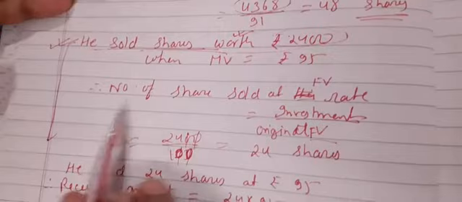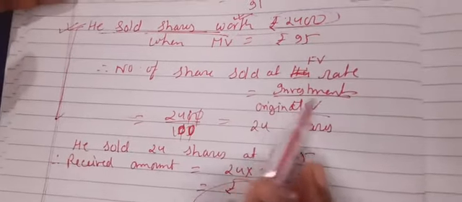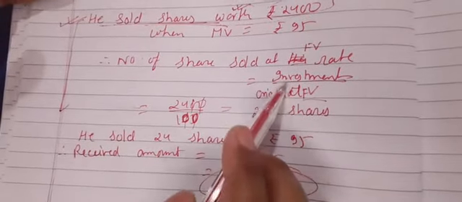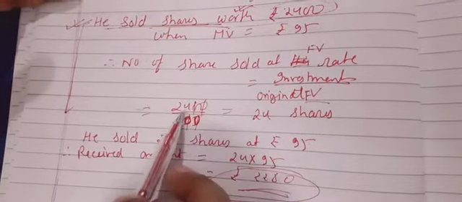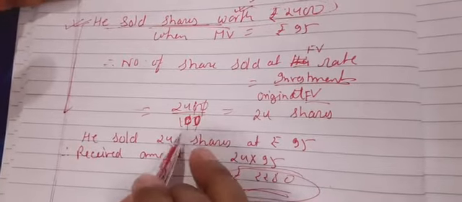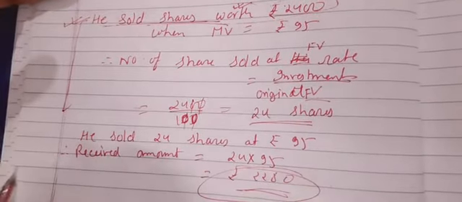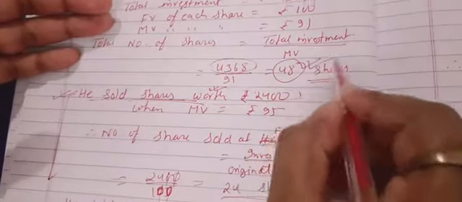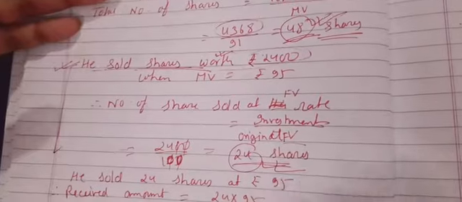So the same thing I have done here: number of shares sold at face value rate is investment upon original face value. Okay, and he sold shares worth rupees 2,400, so I have written 2,400. And what is the original face value? That was 100. It means he sold 24 shares the first time. Clear? So out of 48 shares, see children, total 48 shares he bought and 24 shares he sold.